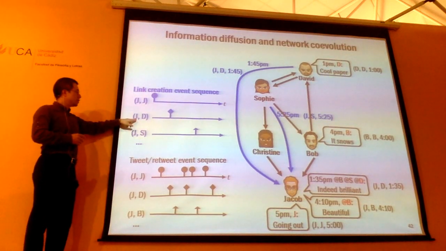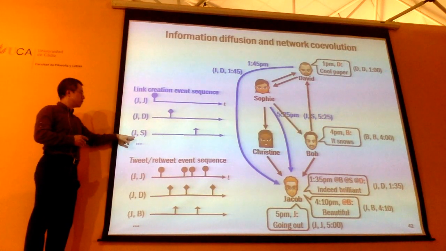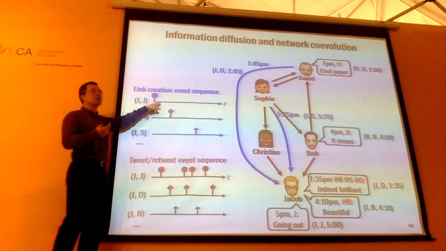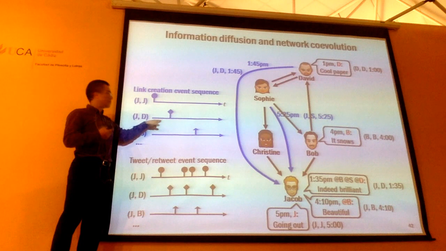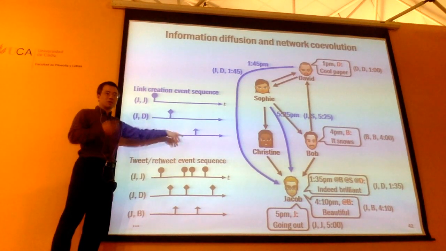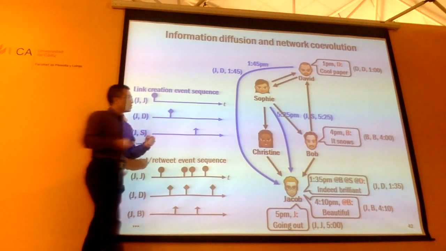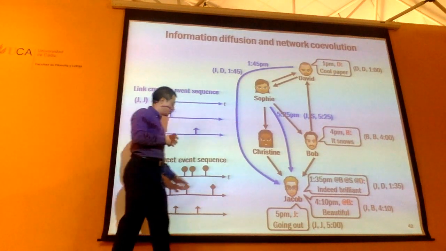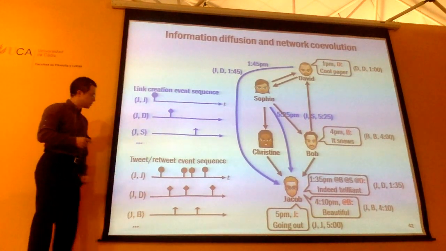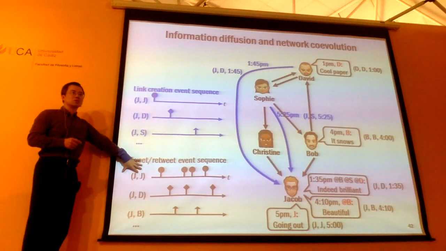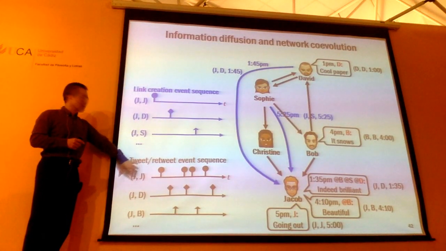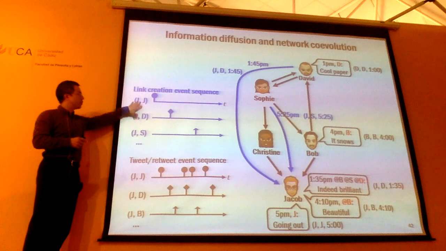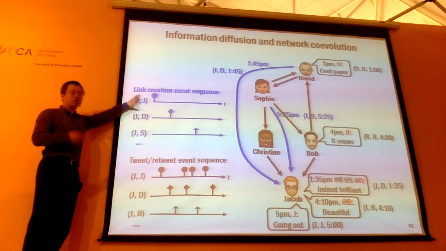And when Jacob is linking to David, and when Jacob is linking to Sophie, because in this particular case link creation can only happen once, that's why you only see one event. We also give you a little bit of a hint. We're going to assign slightly different intensities for link creation and retweeting events. We're going to use Hawkes process, a mutual excitation process, for the tweets and retweets, but a terminating point process for the link creation.